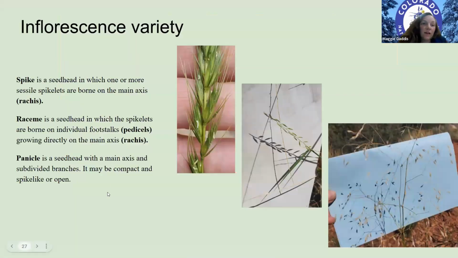All right, so there's lots of different ways we think about what a grass seed head might look like. The spike is the seed head, and it might have one or more spikelets that are borne from the main axis. And the raceme is the seed head in which the spikelets are borne on individual stalks, called pedicels. But sometimes the fruits are just right on the main axis, the rachis. And the panicle is a seed head with a main axis and subdivided branches. So I often think about the panicle as open, right? If the grass is open looking and there's lots of space and lots of little stems, like in the bottom right there, we're talking about a panicle.